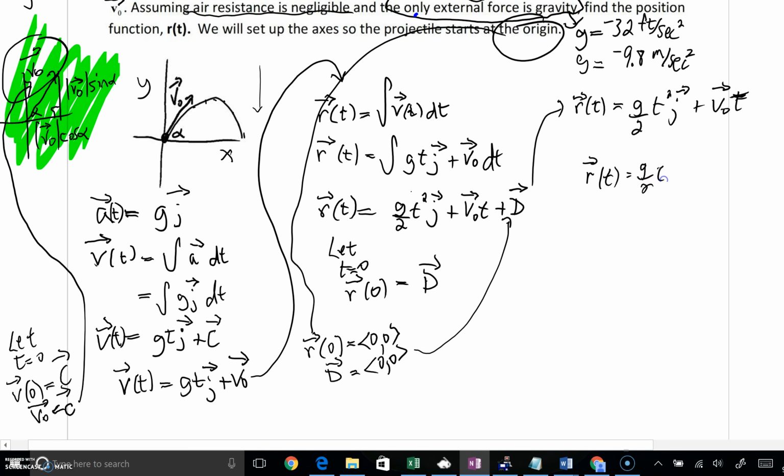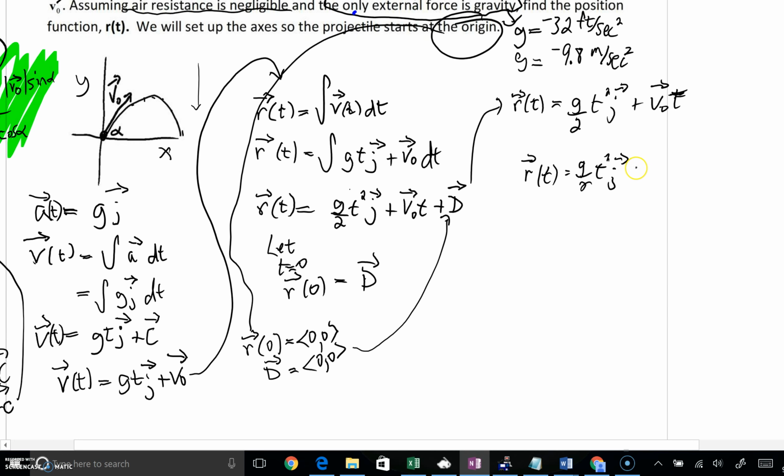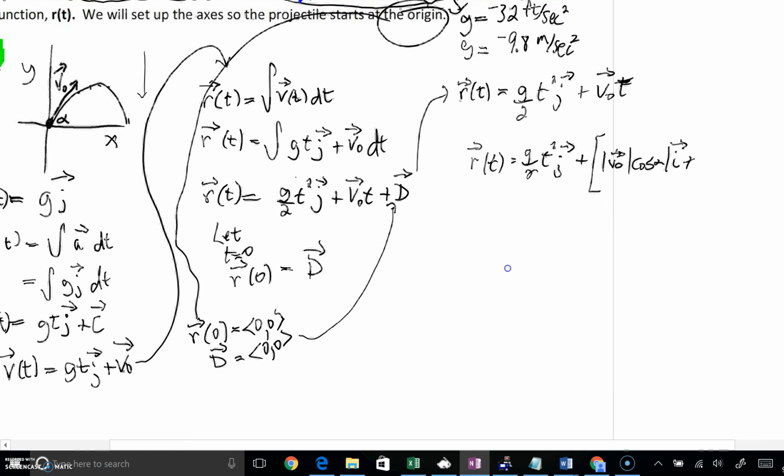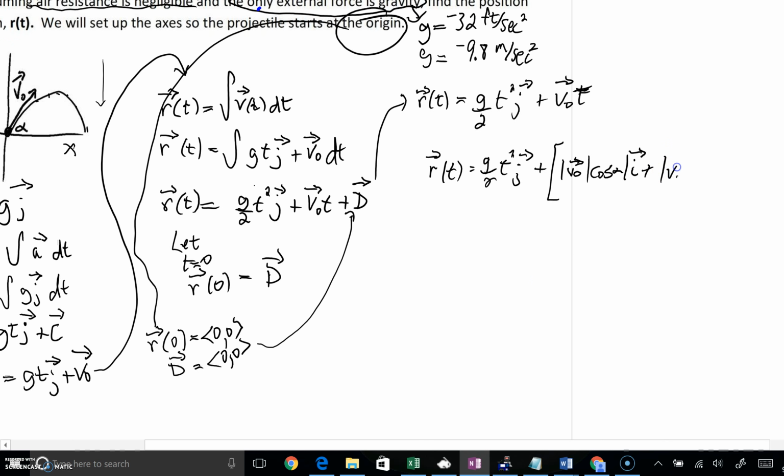We're going to say, you know what? V naught is really going to be, if you think about it right here, I can put some brackets in. It's the length of v naught times the cosine of alpha i, plus the length of v naught sine of alpha j, and then we're going to say that's times t.